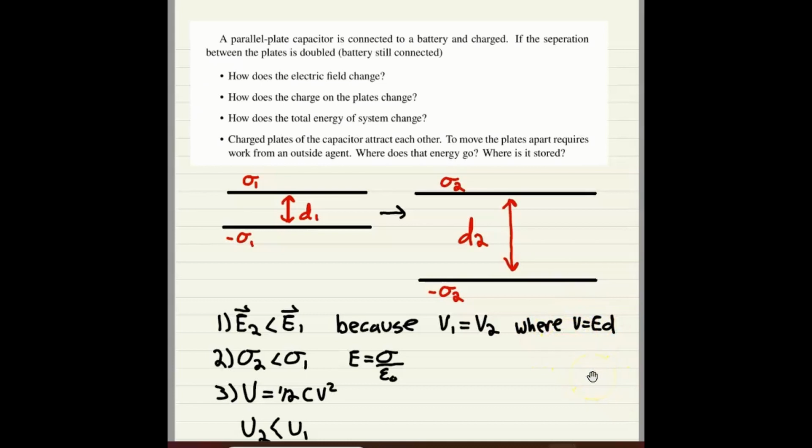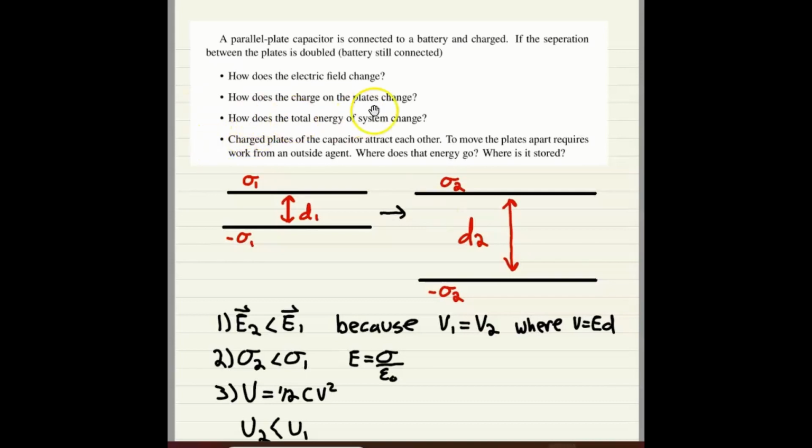So the answer to problem 1 is when you separate the plates, the electric field becomes smaller, because the voltage must be the same when they're connected to a battery. Recall, this is connected to a battery, so don't get that confused. If this was not connected to a battery, it may be different.